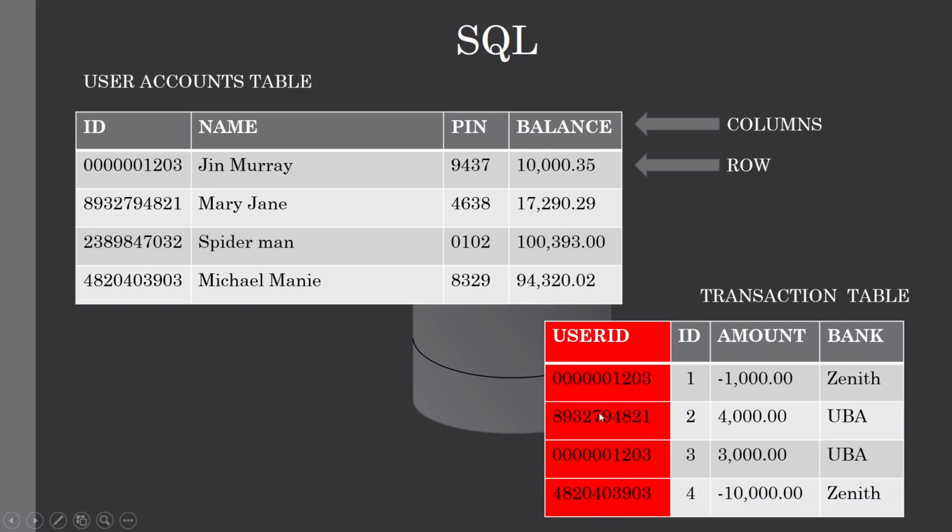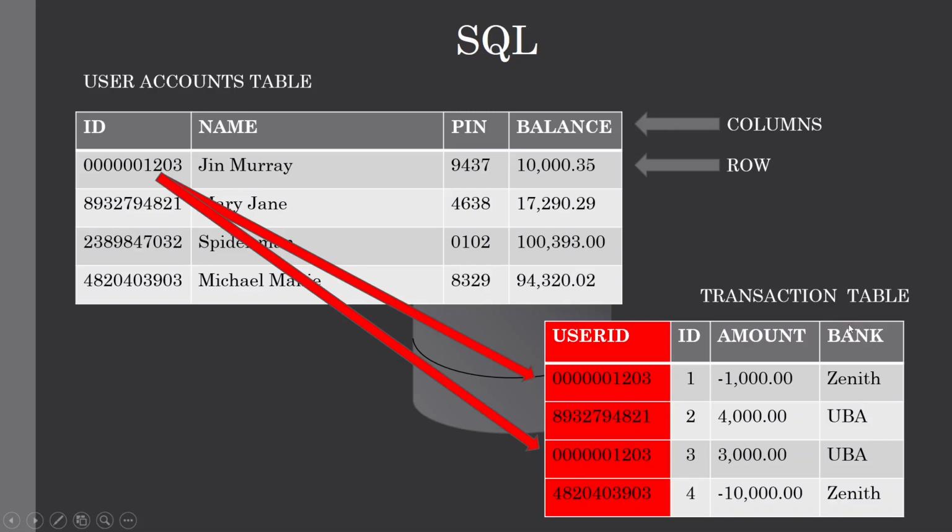Now you can see the user ID is pointed to the primary key of this table. The first one you're going to see here is 0001203, and that is the ID of Jimmy. So that's the user ID. Now you can see that it's pointing to these two transactions. Probably Jimmy withdrew 1000 with the bank as Zenith, and maybe he deposited 3000 with UBA, if you understand what I mean. That is the approach I'm talking about here, where two pieces of data are connected to this one person with the user ID. Hopefully you understand what I mean.